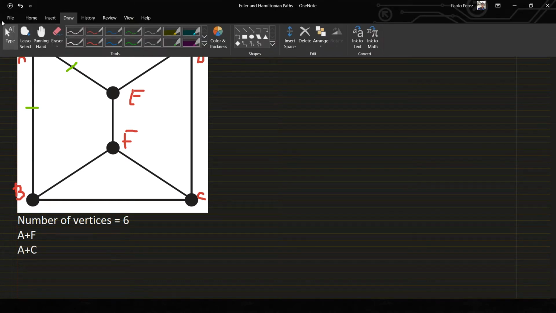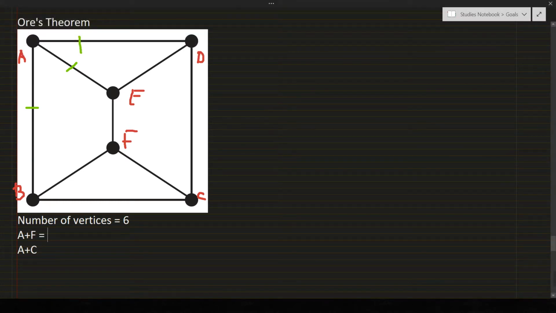So we will total the degrees. For letter A, 1, 2, 3. For letter F, 1, 2, 3. For A, 3 also. For C, how many? 1, 2, 3. So also 3. So the total of the non-adjacent pairs AF and AC are both 6. So next, let's go to letter B.